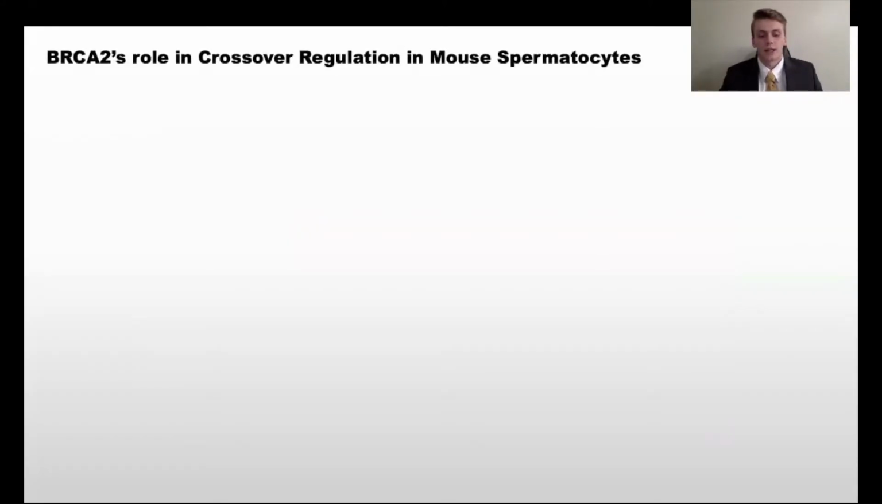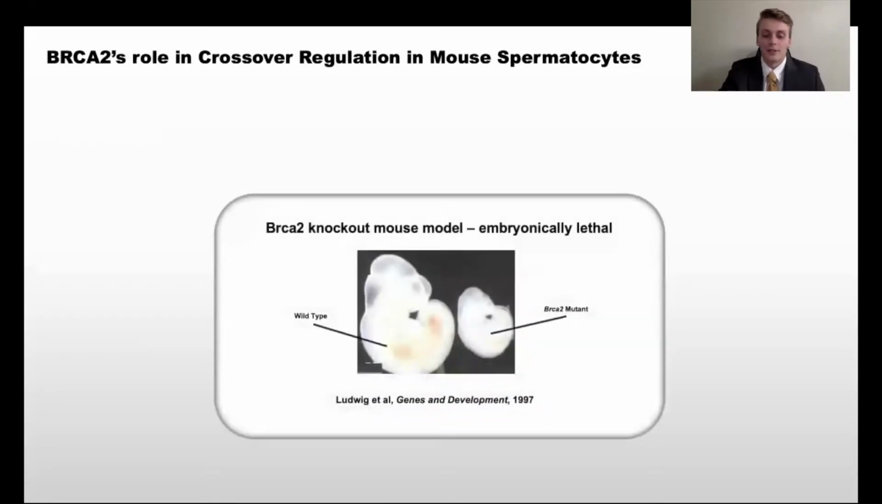So, given BRCA2's role in regulating homologous recombination, I sought to understand BRCA2's role in crossover formation and regulation during mammalian meiosis using mouse models. However, traditional knockout mutants could not be implemented in this experiment due to the inherent embryonic lethality presented by the BRCA2 knockout mouse model. Looking at the diagram, developmental defects are clearly visible in the mutant embryo, which result in inviability.